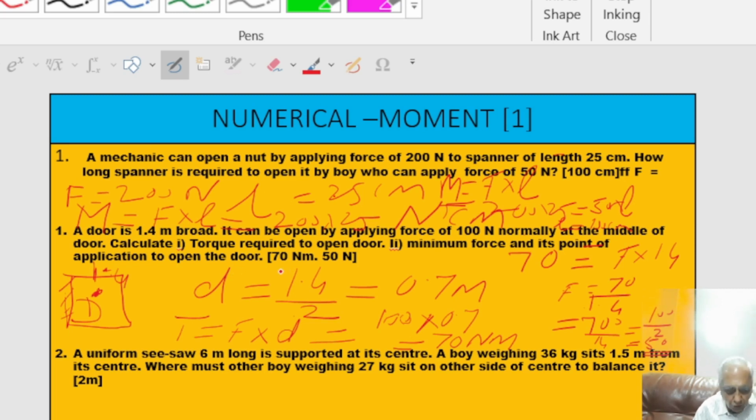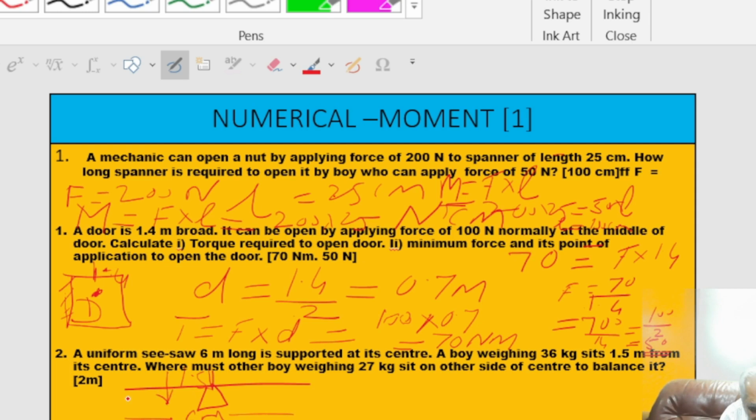Now we'll go to the next numerical. A uniform seesaw, you know what a seesaw is, is supported at its center. So this is the seesaw, and this is the center where it is supported. The total length is 6 meter. A boy weighing 30 is 1.5 from the center. You should be careful: he says 1.5 from the center. So here is a boy, and his weight is how much?